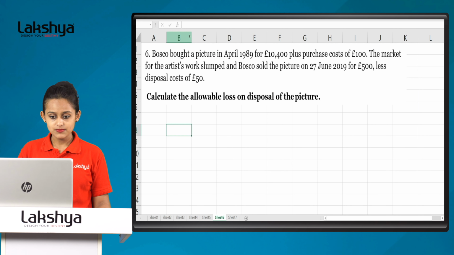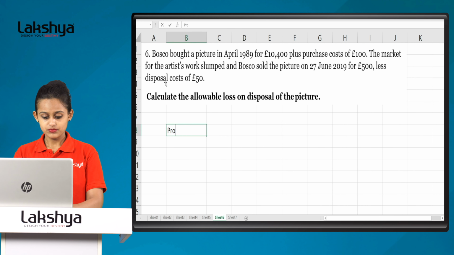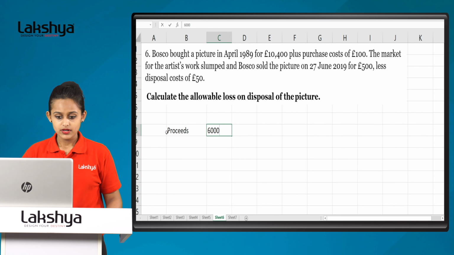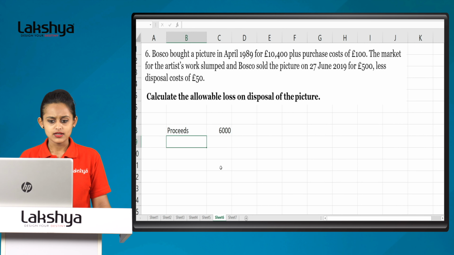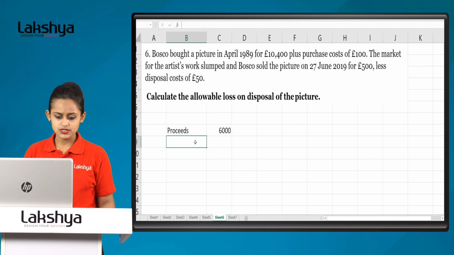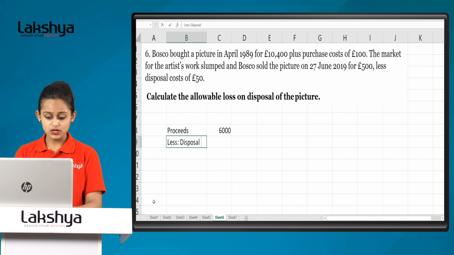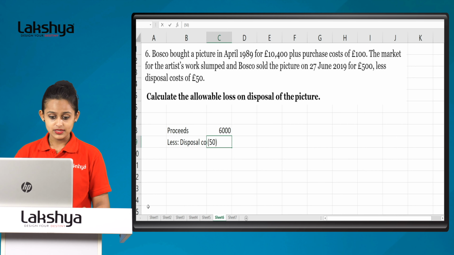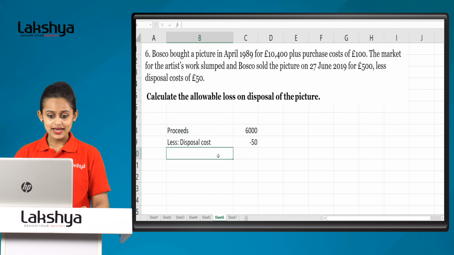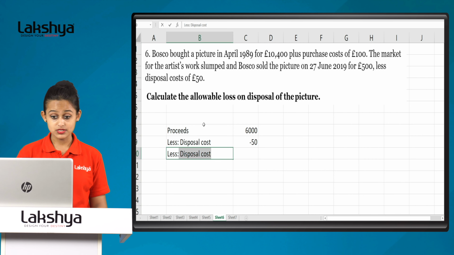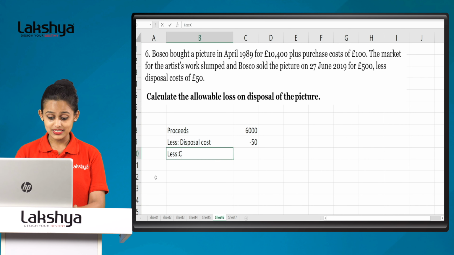So the proceeds is 6,000. Then let's see what's the next calculation. Proceeds is 6,000, less cost. What are the costs? Bought a picture, so cost to the market for the artist work slumped, Bosco sold the picture for 500 less disposal cost. There's a disposal cost of 50, so less disposal cost of 50. Then the purchase price, so less cost. What is it?